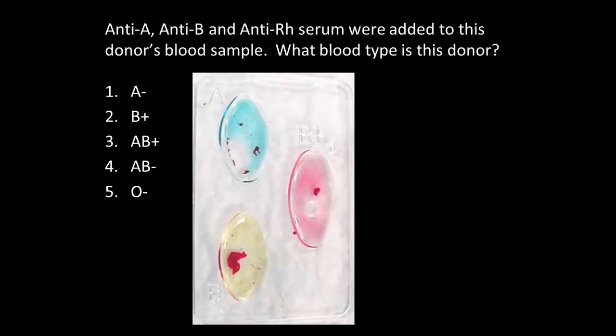Okay, how about this one? If you said number 3, AB positive, then you would be correct. So we see clumping in all 3 of the samples, to anti-A, anti-B, and to anti-Rh. And so that means that there are antigens A, B, and Rh present, so AB positive. Somebody who is AB positive has no antibodies in their plasma, which means that they can receive blood from anyone. So we call somebody who is AB positive a universal recipient.